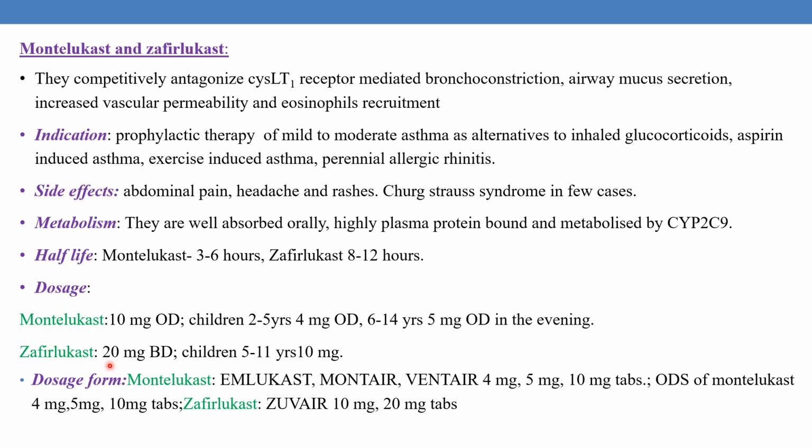Next, coming to dosage of zafirlukast, it is given 20 mg twice daily, and for children 5 to 11 years of age, it is given as 10 mg. Coming to the dosage forms or market preparations of montelukast, they are Emlukast, Monte and Ventair, which are available as 4, 5 and 10 mg tablets, and ODS of montelukast, which is available in 4 mg, 5 mg and 10 mg tablets. Preparations of zafirlukast are Zuvair, which is available in 10 mg and 20 mg tablets.